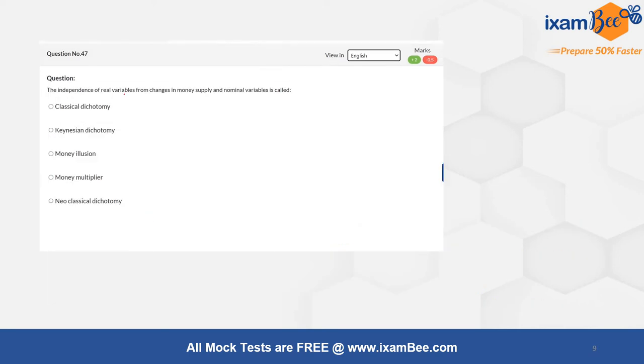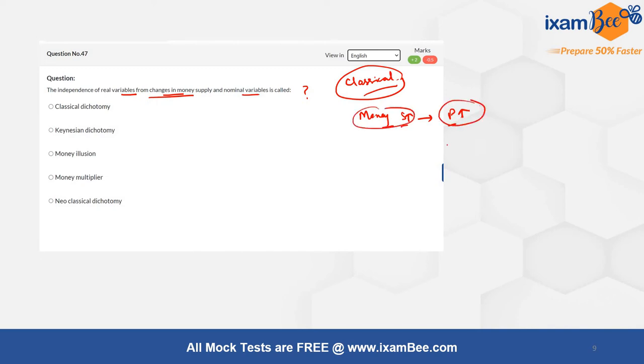Next question, the independence of real variables from changes in money supply and nominal variables is called what? Now this is the statement coming from the classical theory of determination of output and employment. From this theory we know that if money supply increases, then only the price level increases. It does not change the real variables, that is the output, real wage, employment, and so on. It only affects the nominal variable, which is the price level.